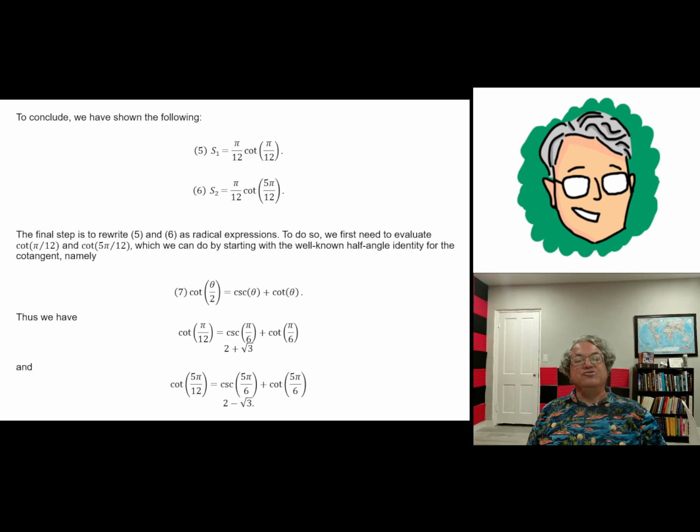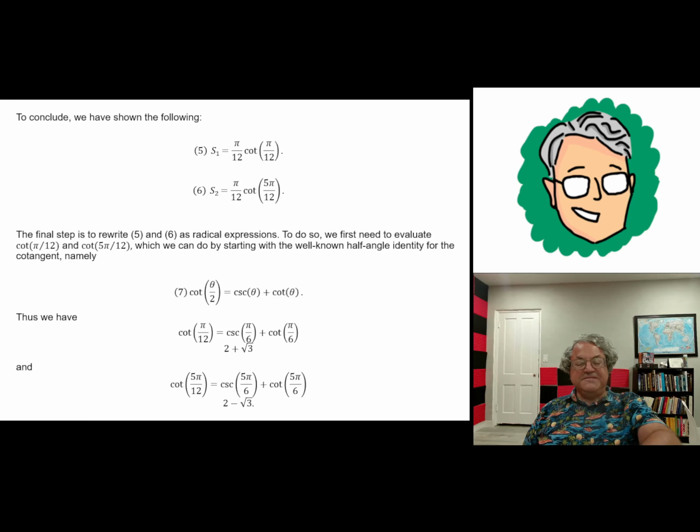And then for the cotangent, you may remember that the tangent of pi over 6 is 1 over square root of 3. That means the cotangent is the square root of 3. So finally, you get cotangent of pi over 12 equals 2 plus square root of 3. And if you do the same thing for cotangent of 5 pi over 12, I'm not going to go through all the steps again. Use the same identity, that's just the cosecant of 5 pi over 6 plus the cotangent of 5 pi over 6. That turns out to be 2 minus the square root of 3.